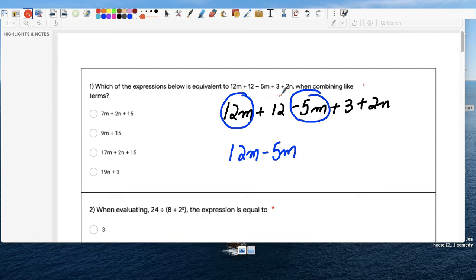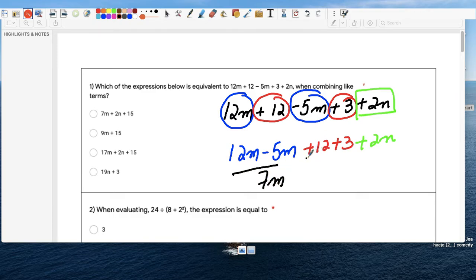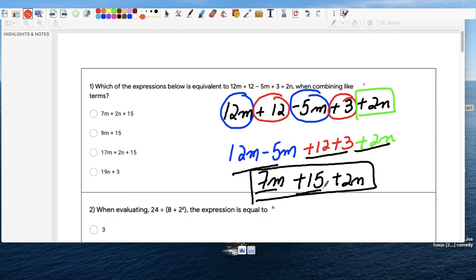And then the 12 and the 3. So plus 12 plus 3. And for last, of course, plus 2m. So now I combine what I can. So let's see. 12m minus 5m is 7m. 12 plus 3 is 15. And then plus 2m. So is there an answer that looks like this? 7m, 15, and 2m? Yeah, there is one right here.